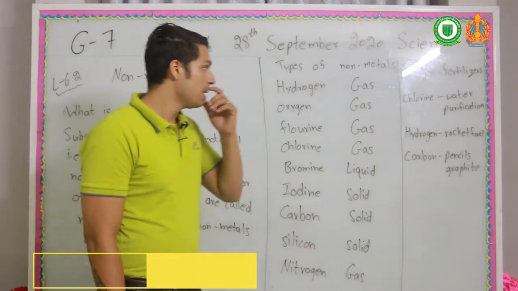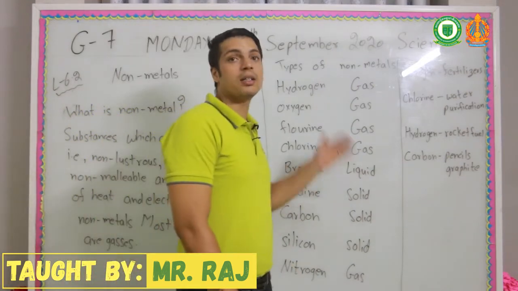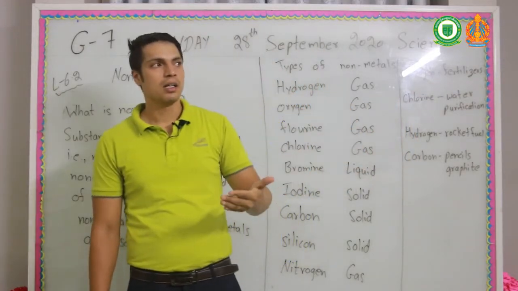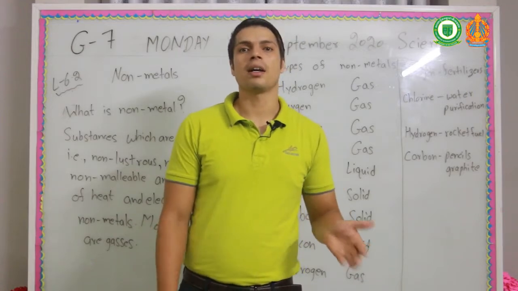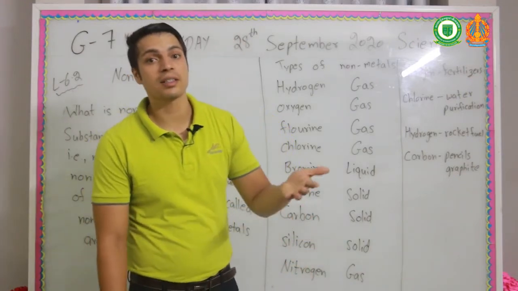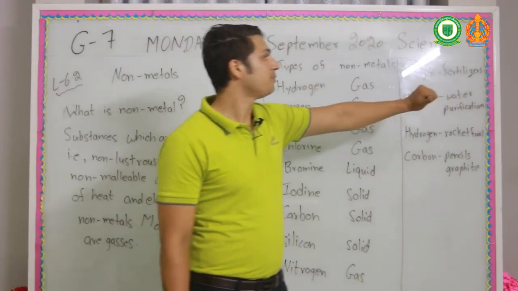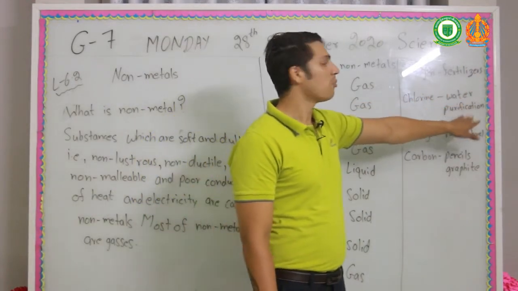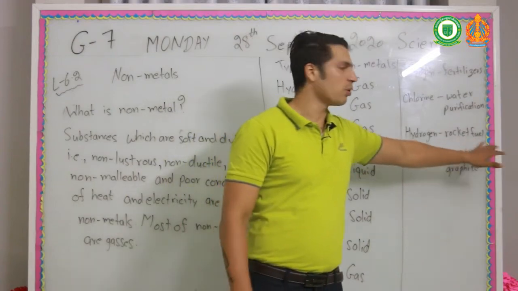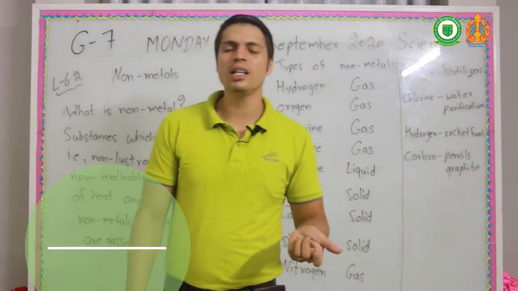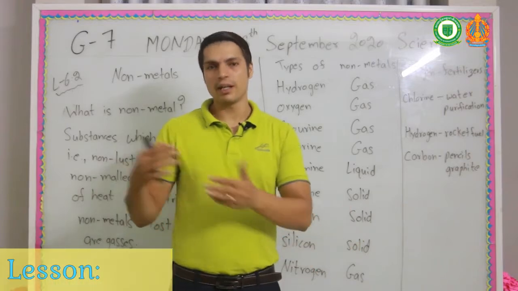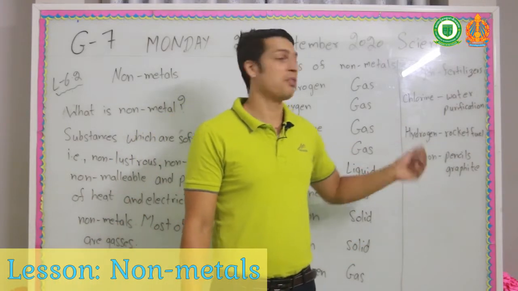Nitrogen, gas. Now what are the uses of non-metals? Nitrogen is used in fertilizers, which they spray on the farm to kill pests like bugs and rats. Chlorine is used to purify water. Hydrogen is used as rocket fuel. Have you ever seen a rocket? In a car we use petrol as a fuel, but in a rocket hydrogen is used as a fuel.